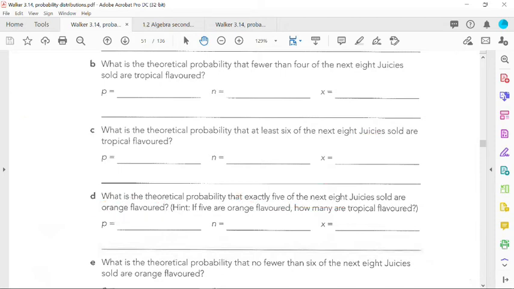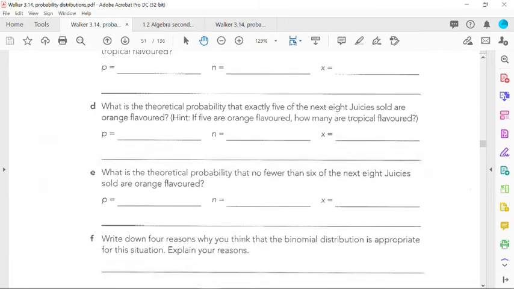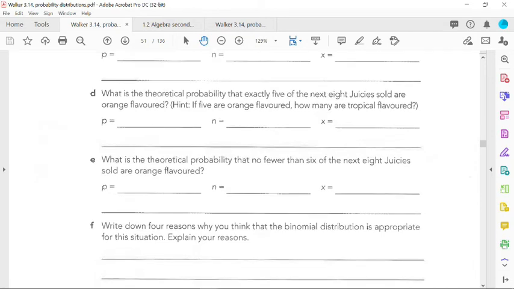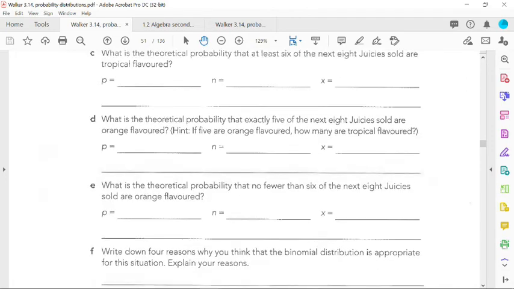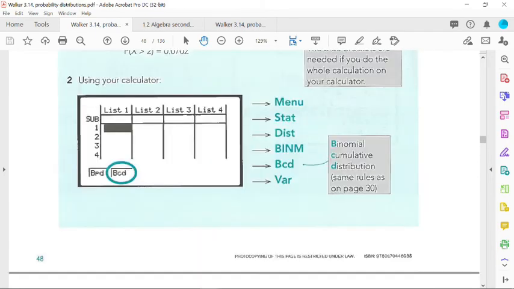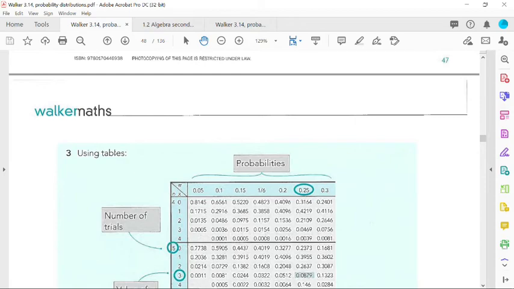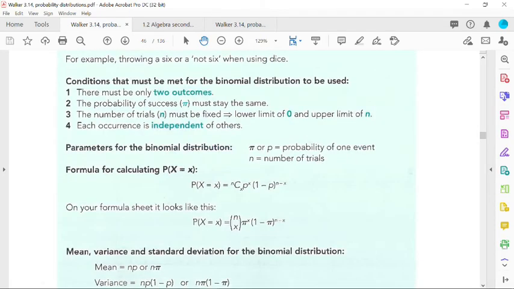Okay? And then finally, what is the theoretical probability that no fewer than 6 of the next 8 juices are orange flavored? Again, we already know the probabilities, so we can just do that. Write down 4 reasons why you think the binomial distribution is appropriate for this situation and explain your reasons. So again, these questions will always appear. So make sure you remember why the binomial distribution.